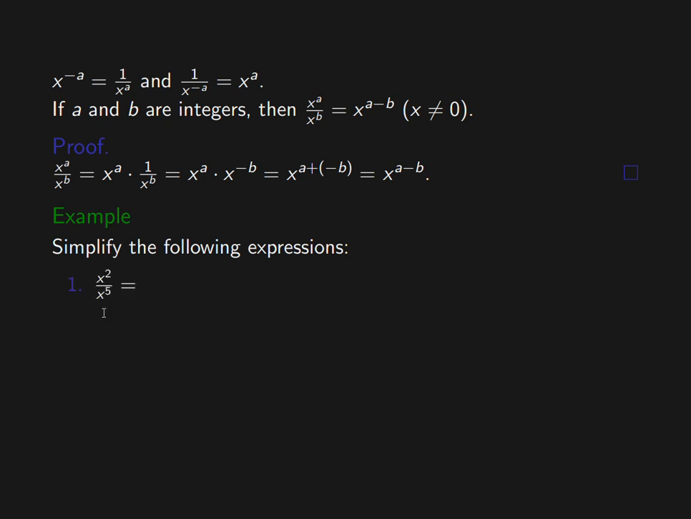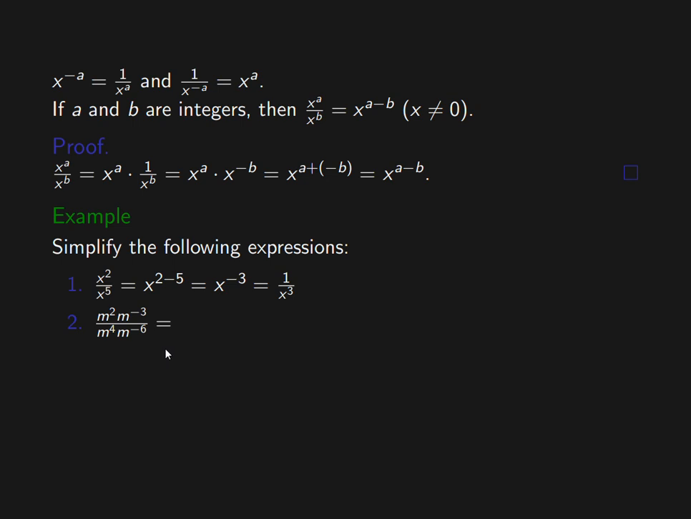So x squared divided by x to the power of 5, well, the base is the same, so we simply subtract the exponents. This is x to the power of 2 minus 5, which is x to the power of minus 3. Now we can also use the definition of negative exponents. This is 1 over x cubed.